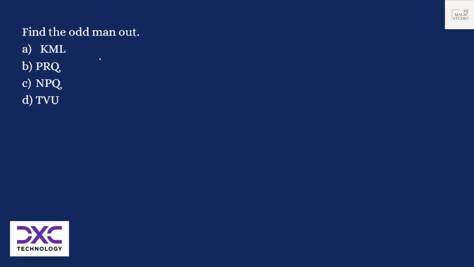Okay, one more from classification. We need to find the odd one out. K, I, J, K, L, M, N, O, P, O, P, it is not setting up in KML. Let's see this one. P, Q, R, T, U, V.